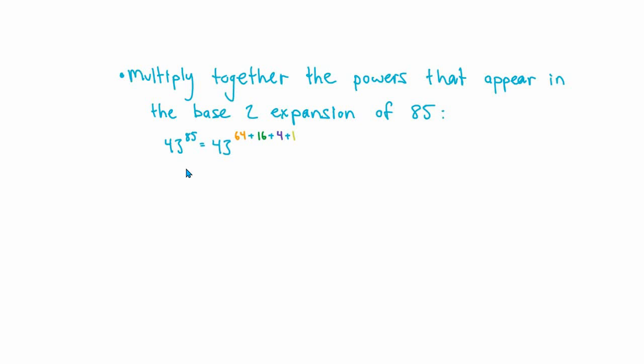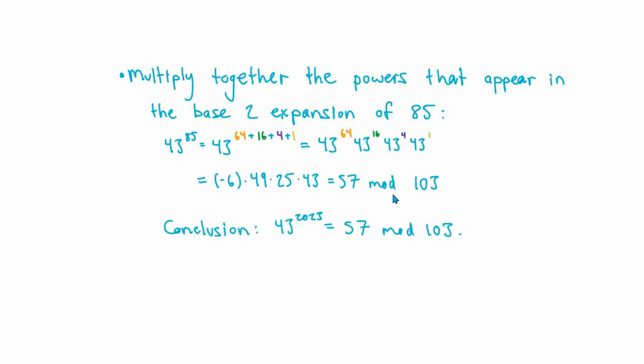To see what I mean, we said that 85 is 64 plus 16 plus 4 plus 1, and we computed by our successive squaring on the previous step all of these powers of 43 modulo 103. So now if we just insert the answers from the previous step into this product, then again, using our calculator, we find very quickly that this is equal to 57 modulo 103. That finishes this problem, and we conclude that 43 to the power 2023 is equal to 57 modulo 103.